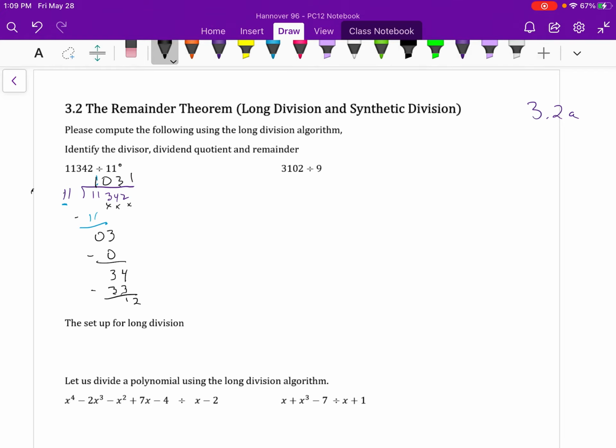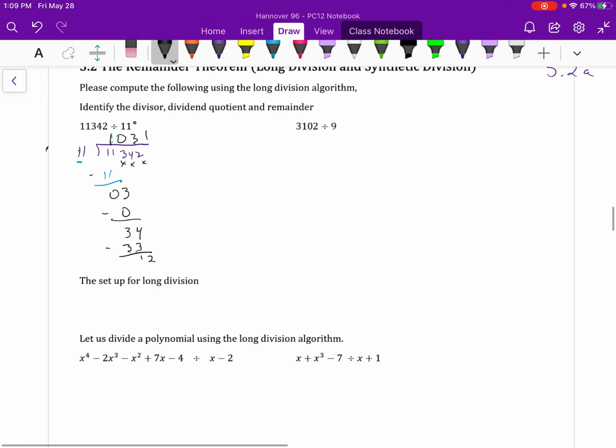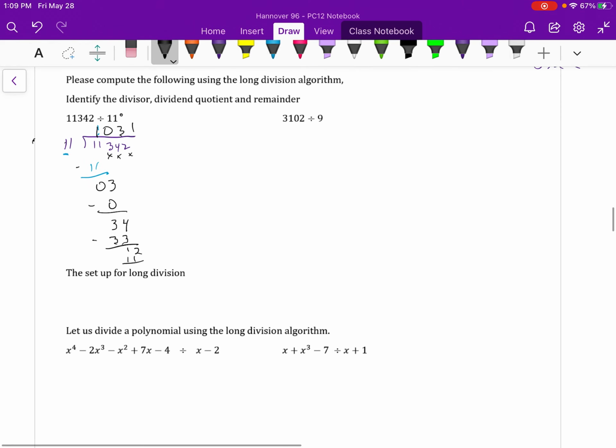11 goes into 12 once. 1 times 11 is 11. We have a difference of 1. So I have a remainder of 1. Well, that's long division.